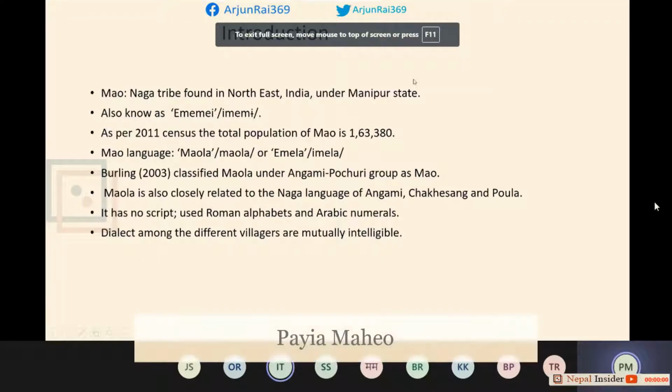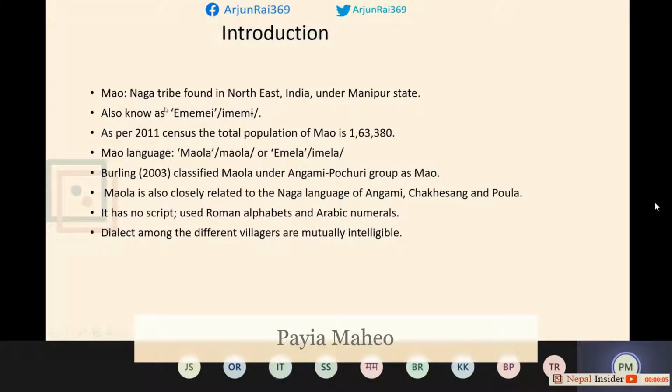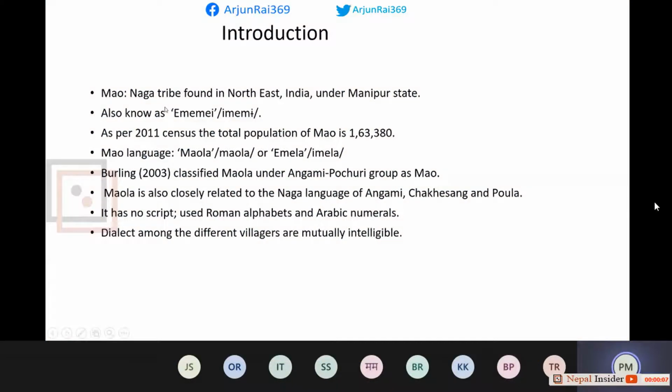Introduce about the community and its language. Mao is a Naga tribe found in northeast India under Manipur state, which also falls under the Tibeto-Burman language family. They are also known as Imami. As per the 2011 census, the total population of Mao is 1,63,380, and the Mao language is known as Maola or Imela.